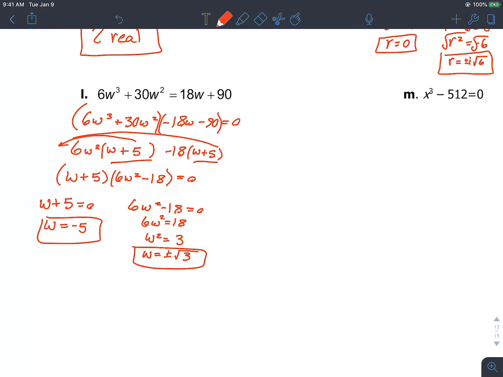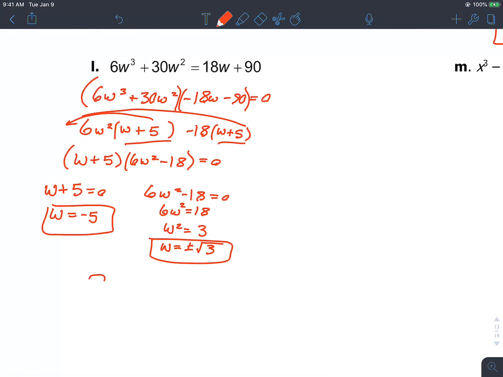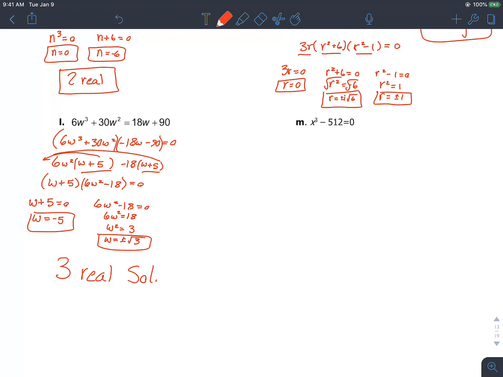And that is it right there. So that gives us 1, 2, and 3 real solutions. Be careful, just because you see a square root doesn't mean it's imaginary. If you have an i with it, that's what makes it imaginary.